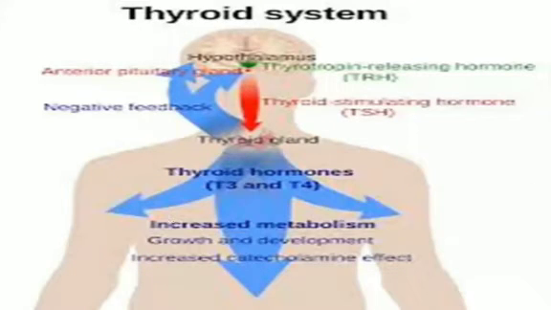If we see the thyroid system, from the hypothalamus thyrotropin releasing hormone, TRH, is secreted, which stimulates the pituitary gland, and then from the pituitary gland TSH, thyroid stimulating hormone, is released, which then functions on the thyroid gland. So the thyroid gland releases T3 and T4, thyroxine and triiodothyronine, and also calcitonin.